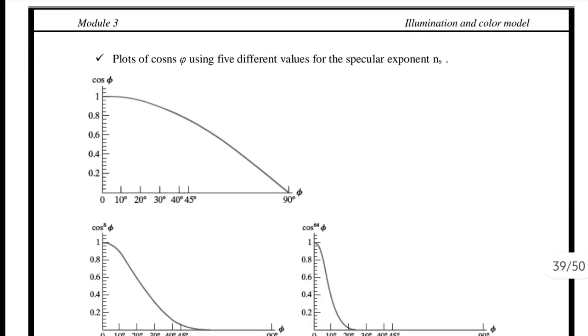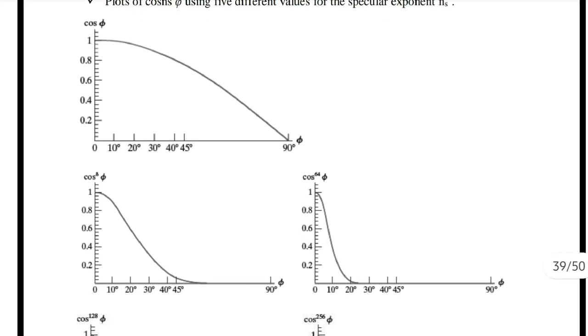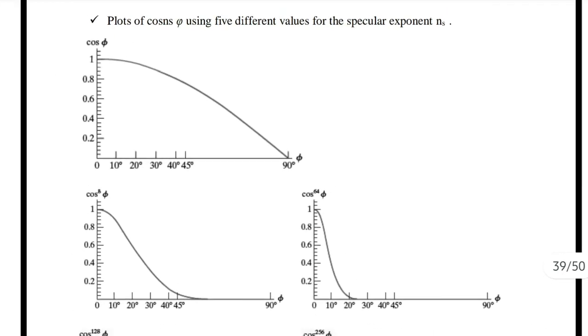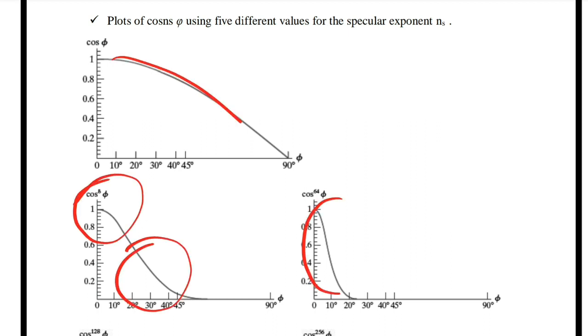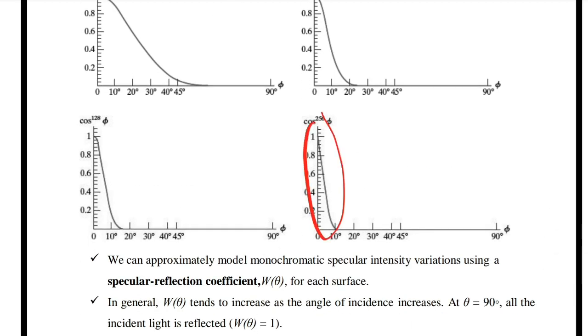And plots of cos^ns psi using 5 different values for the specular exponent ns. This graph shows how the graph changes as the n value changes. If the n value is 1, this is the graph. If n is 8, this is the graph. If it is 64, it is this graph. So it becomes slimmer and slimmer, which means more intense. The slimmer it is, the more intense it is.